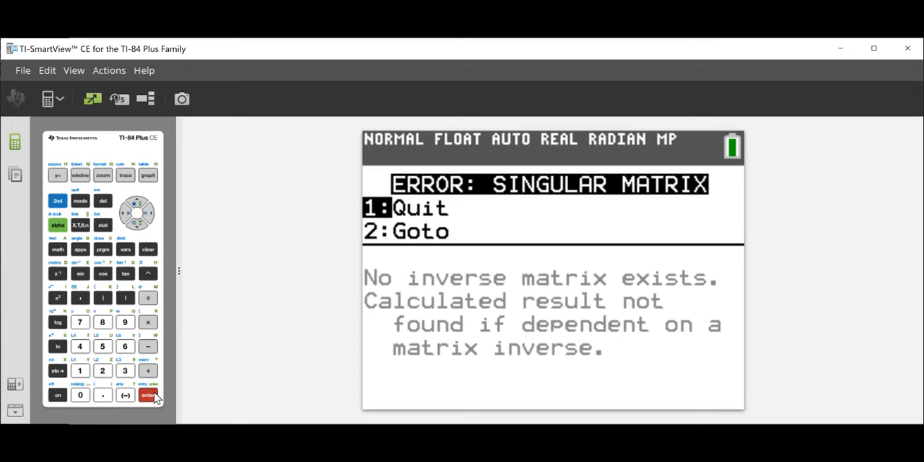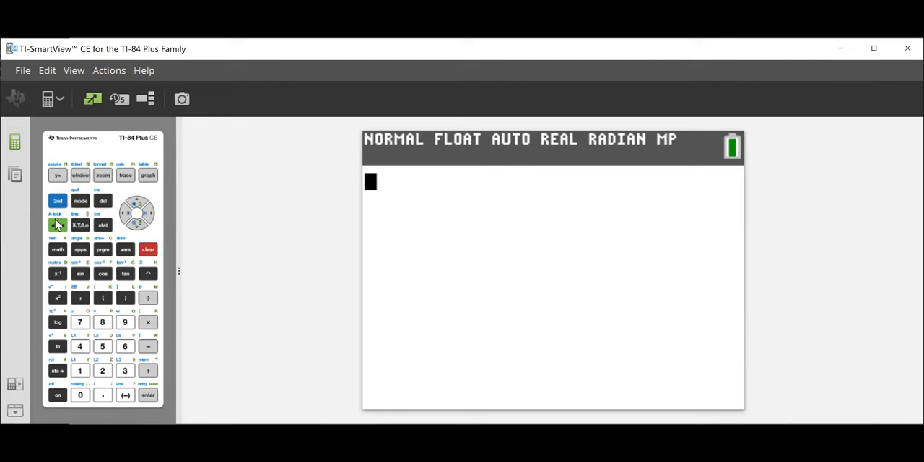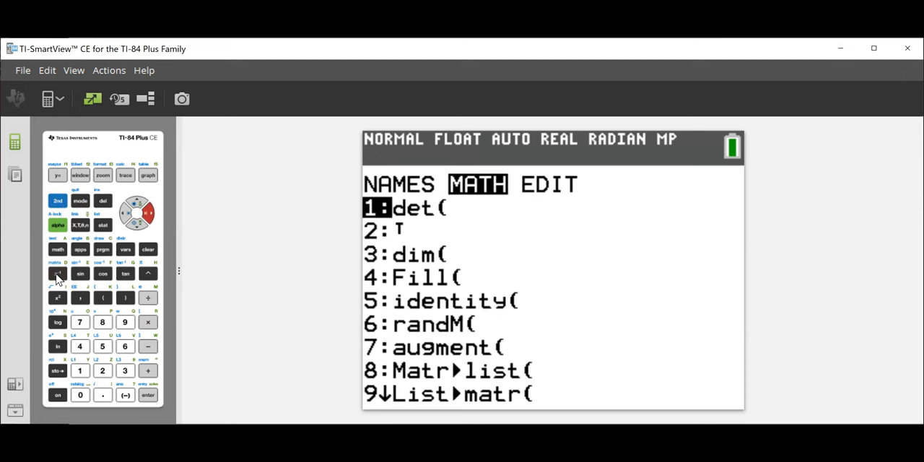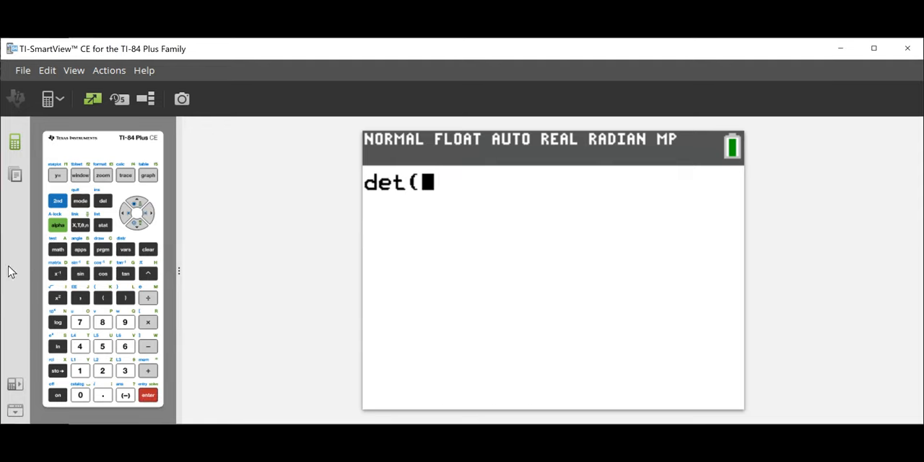That's terminology I haven't used in a while. I usually just say invertible or not invertible, but we may remember that singular matrices are matrices with no inverses. Probably somewhere in this matrix menu. In fact, the very first thing is a det button. So our calculator will find determinants for us.